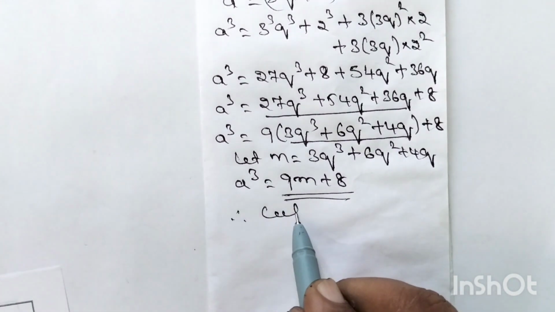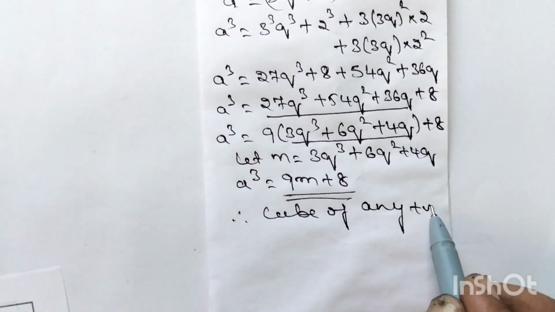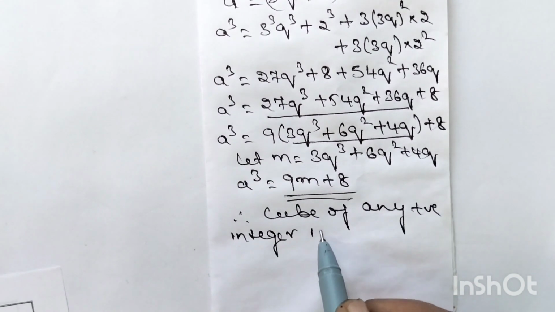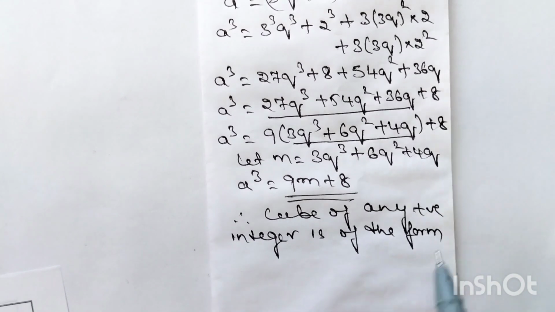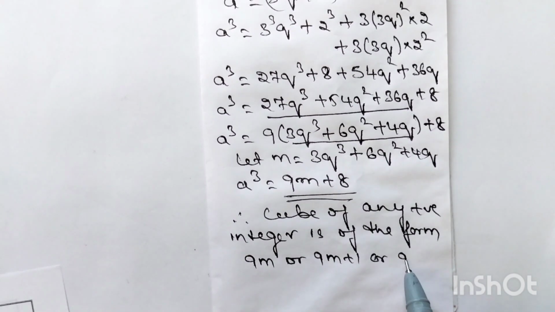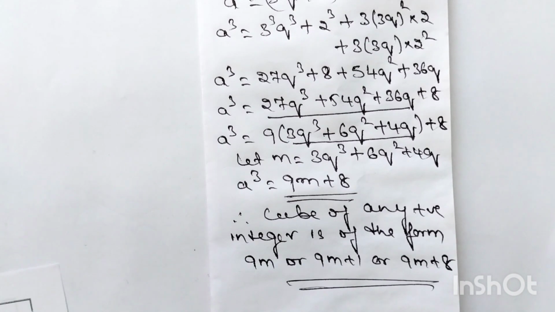Therefore, cube of any positive integer is of the form 9m or 9m plus 1 or 9m plus 8. So it will be in one of these three forms. Either it is in the form of 9m or 9m plus 8 or 9m plus 1. So this is how we have to prove it.